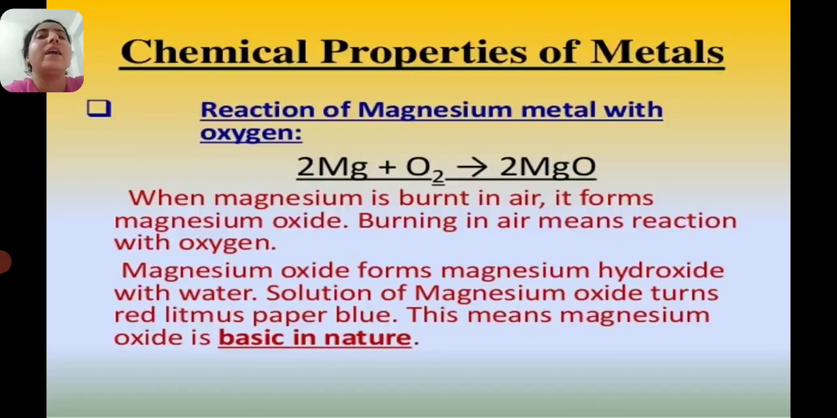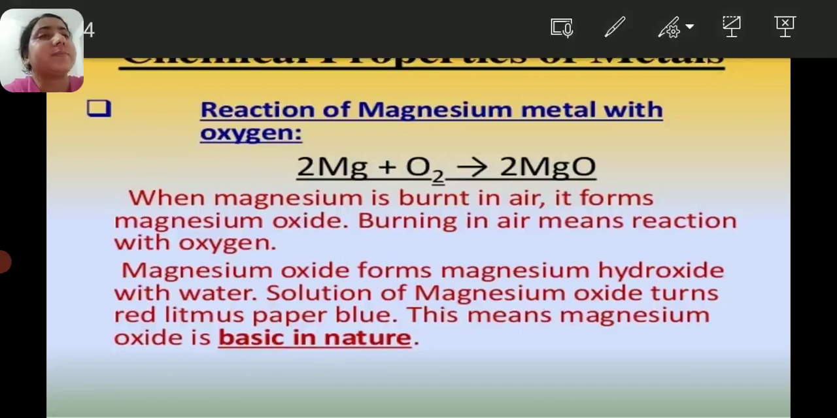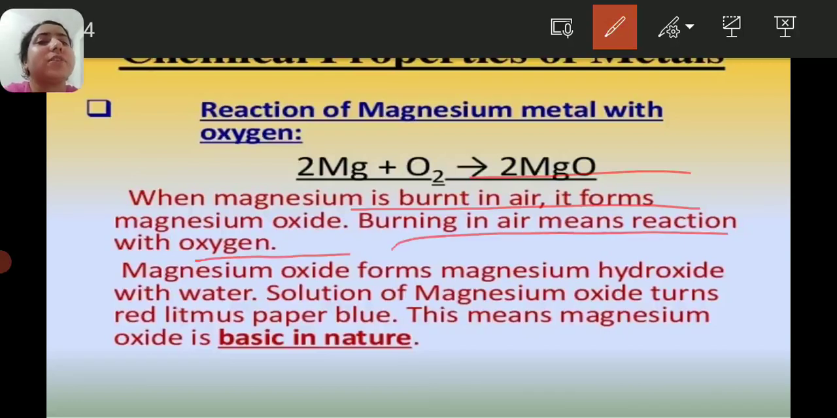Now see, reaction of magnesium metal with oxygen. 2Mg plus O2 gives 2MgO. When magnesium is burnt in air, it forms magnesium oxide. Burning in air means reaction with oxygen. Magnesium oxide forms magnesium hydroxide with water. Solution of magnesium oxide turns red litmus blue. This means magnesium oxide is basic in nature, because whenever a base comes in contact with red litmus, it turns it blue, and whenever an acid comes in contact with blue litmus, it turns it red.